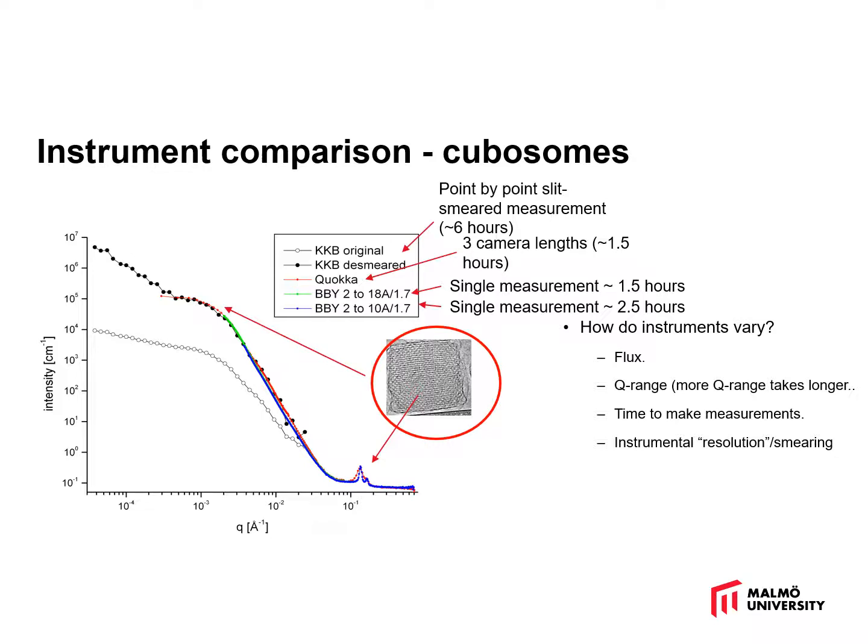So how do the instruments vary? Flux, so that's measurement time. The Kookaburra data, the USANS data, takes about 6 hours to measure. The pinhole SANS instrument takes about 1.5 hours, and the two Bilby time of flight configurations take 1.5 and 2.5 hours respectively. The extra time gets you a little bit of extra lowering of Q.